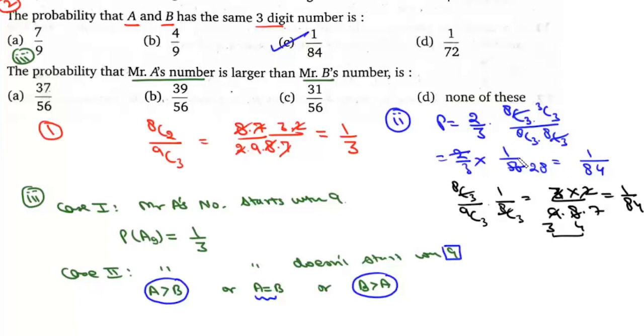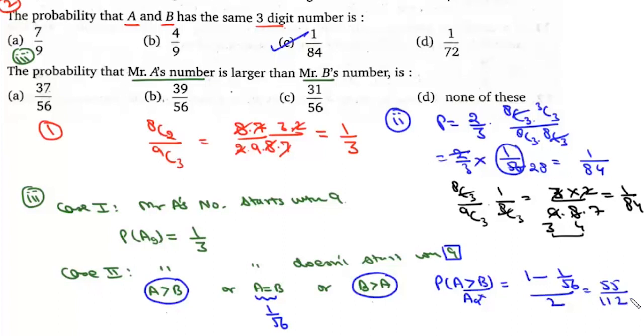Now the probability that they'll choose the same number, provided the number doesn't start with 9, will be this 1 by 56, because we have not yet taken the case 2 by 3. So the probability that A chooses a number greater than B, provided A's number doesn't start with 9, will be (1 minus 1 by 56) divided by 2, because we have an equal number of elements in both the cases. Now it will be 55 divided by 112.